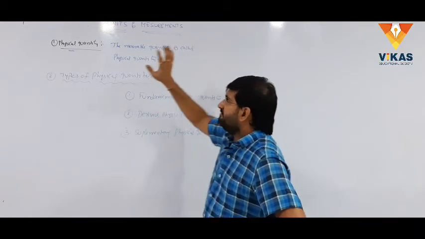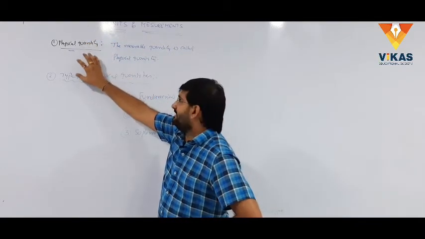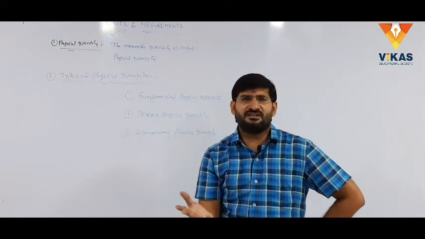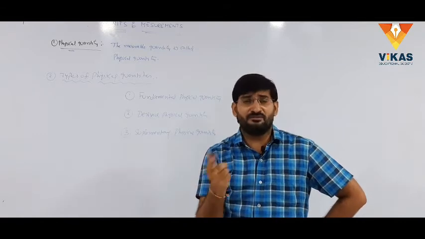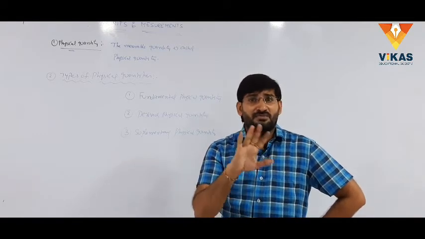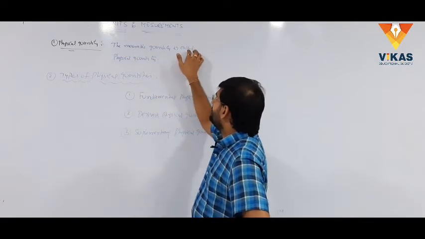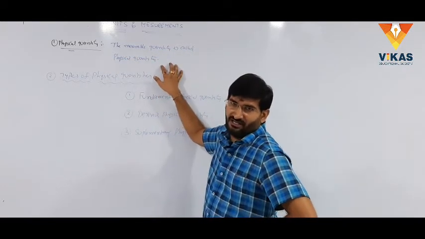Generally, the main fundamental concept in units and measurements is physical quantity. What is meant by physical quantity? Any measurable physical quantity in the universe or measurable system is treated as a physical quantity. The measurable quantity is called physical quantity generally.